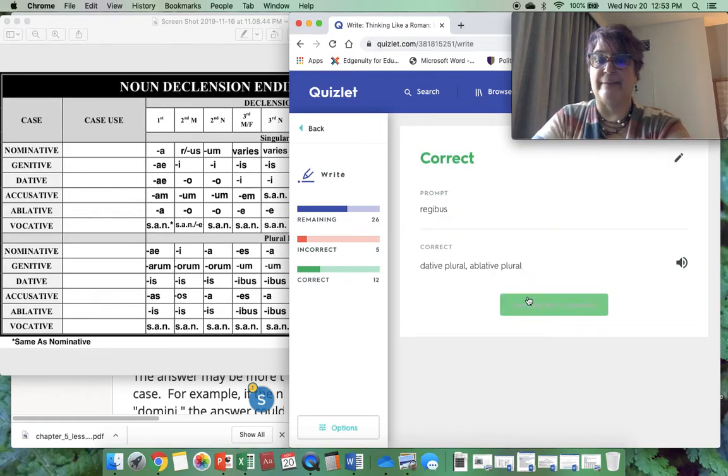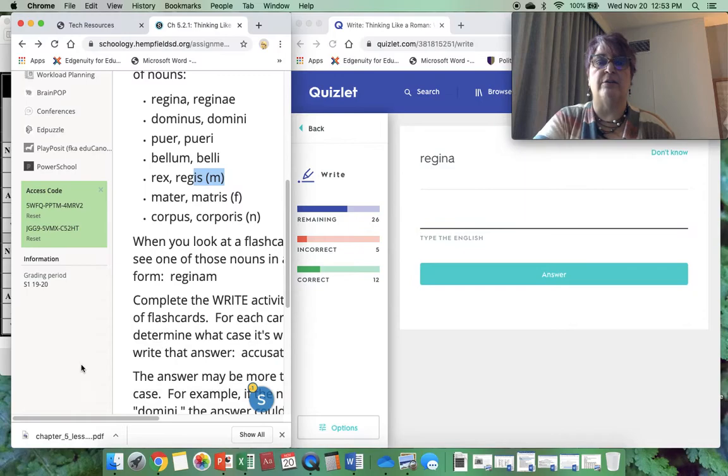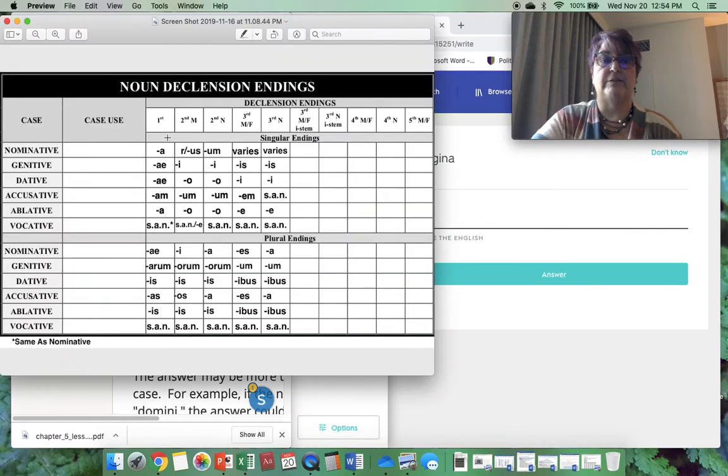So that's my ending, and I'm correct. Do you notice how every time I first make sure I know what column to look in, I get the right answers? So Regina, the first thing I want to do is not go to the chart. I want to go to the vocabulary list and look at the declension and gender of the noun. Regina, reginae is a first declension noun, and they're feminine. So I can only look in this column for answers.